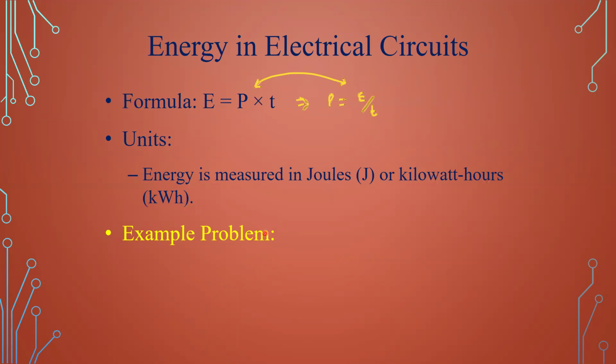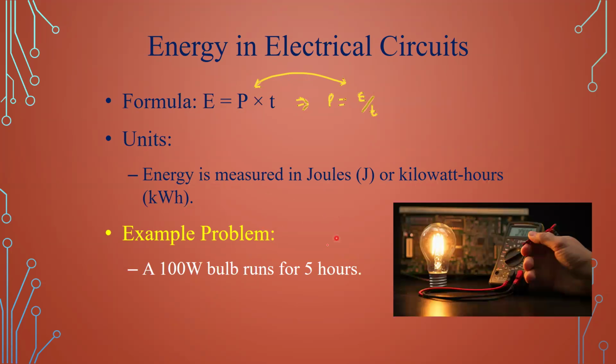Now, it's time to review an example problem. Let's say you have an electrical bulb, which has a power rating of 100 watt. Remember this is watt, it means it's a power consumption. So the 100-watt bulb runs for 5 hours. You switch on the light inside your home and let the bulb stay on for 5 hours, and its rating is 100 watt. Now you are asked to calculate the energy.